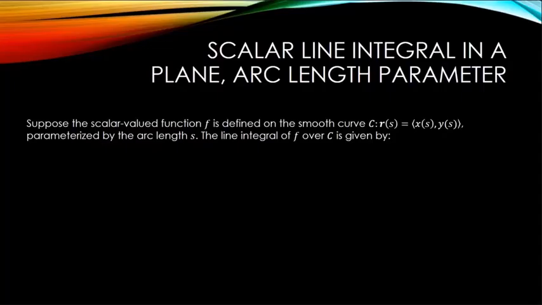And the line integral of f over C is given by the integral over C of f(x(s), y(s)) ds, which can be expressed as the limit as delta goes to 0 of the sum from k equals 1 to n of f(x(s_k*), y(s_k*)) times delta x_k.